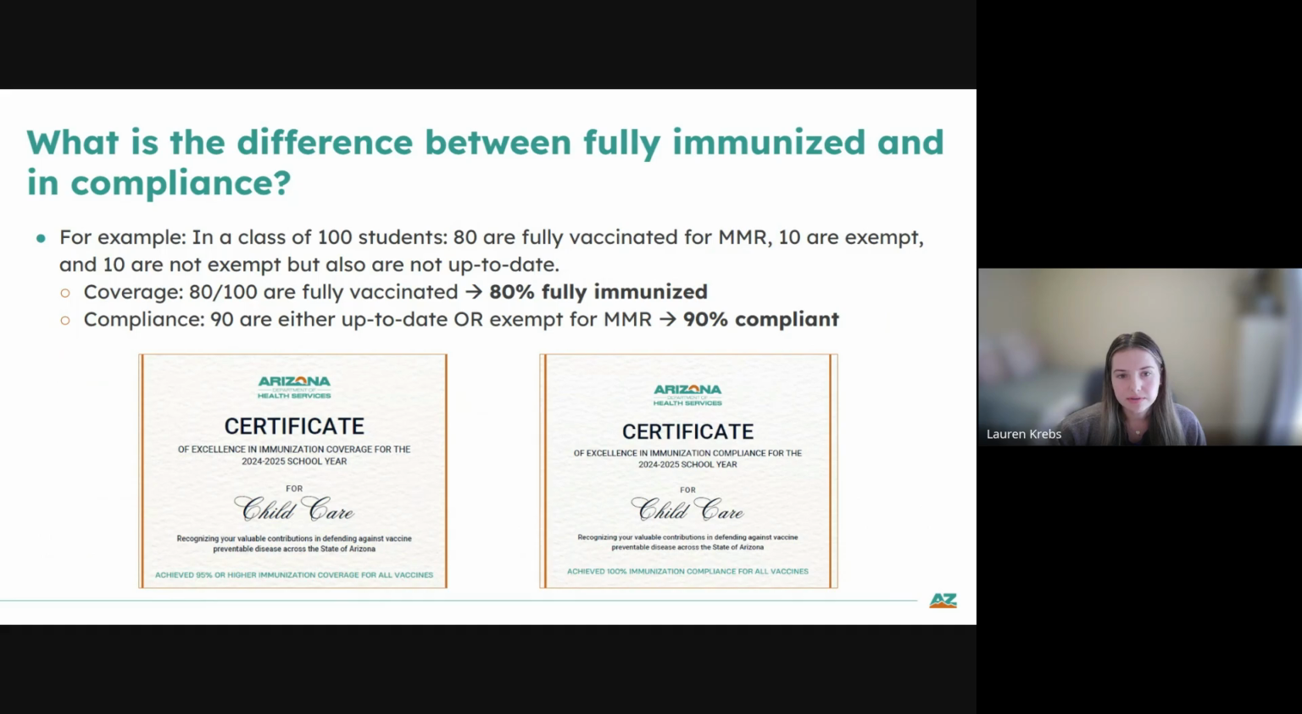An example of this: in a class of 100 students, there are 80 kids fully vaccinated for MMR, there are 10 exempt, and then there are 10 students who are not exempt, but we also don't have up-to-date immunization records. So the coverage would be 80% fully immunized, and the compliance is that 90% of that grade is compliant.